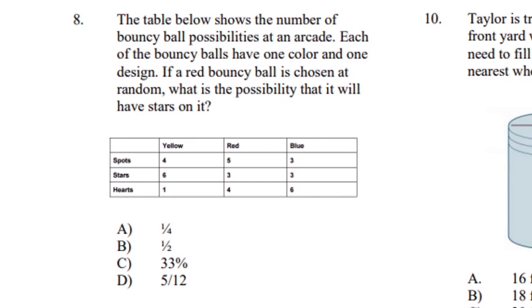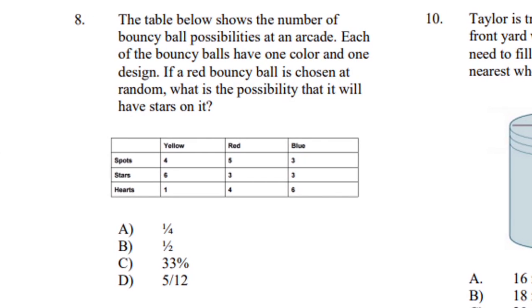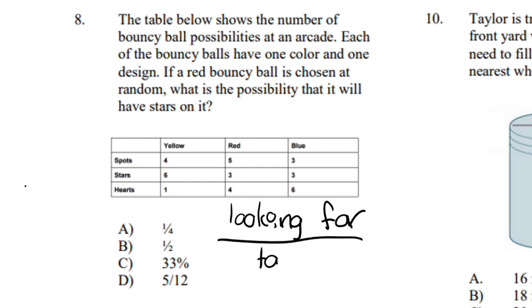Number 8. The table below shows the number of bouncy ball possibilities at an arcade. Each of the bouncy balls has one color and one design. If a red bouncy ball is chosen at random, what is the probability that it will have stars on it? Whenever we're trying to find probability, we want to have what we're looking for. I'm going to write looking for over the total.